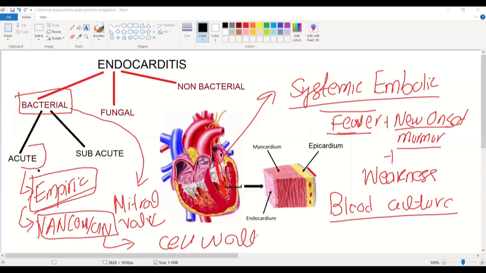You are right. Sometimes they give you the jargon terms. So the words of the answers are very important, right? So vancomycin, right?